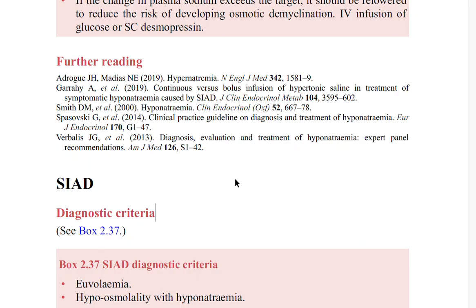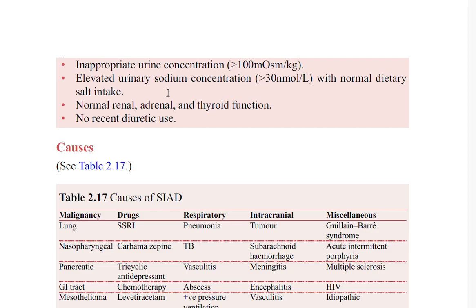So let's read about SIADH, syndrome of inappropriate ADH secretion. What is the diagnostic criteria? The patient will be euvolemic, with hypoosmolarity and hyponatremia. When you check the osmolarity, then plasma osmolarity will be low and the patient will have low sodium. Inappropriate urine concentration, more than 100. Elevated urine sodium concentration, more than 30 with normal dietary intake. Normal renal, adrenal, and thyroid function tests, and no recent diuretic use in SIADH.